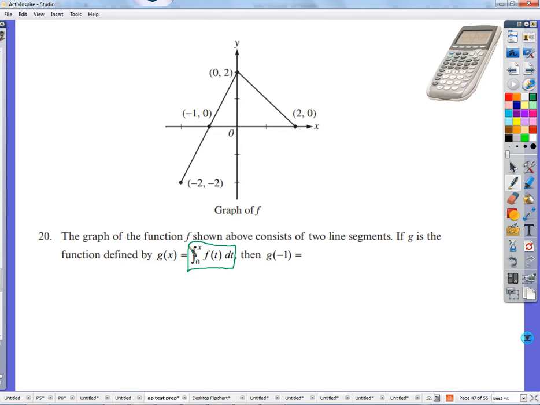Derivative of that. Okay, if there's a reason to take the derivative of this, then we're in business. Is there a reason to take the derivative of it? Does it ask us about the derivative of g of x? What is the function g of x? It's a definite integral from 0 to whatever you plug in for x. Right? So let's see what happens when we plug in negative 1. 0 to negative 1 of f of t dt.